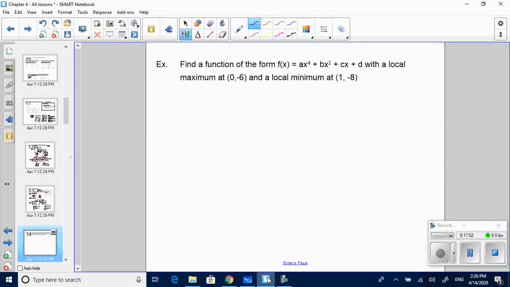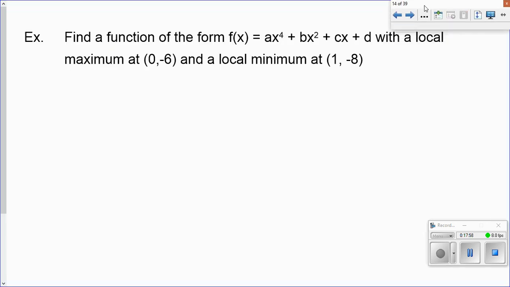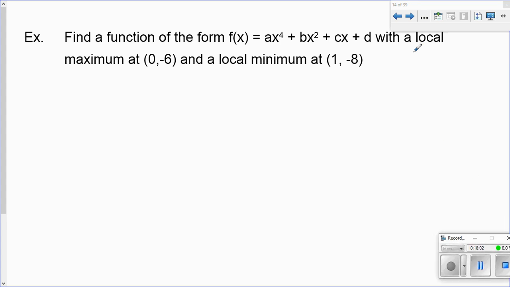Next type of situation here. Let's go with this one, and that'll conclude today's lesson, section 4.2. So here we've got a general form of a function. It's a degree 4 function. We've got ax to the power of 4 plus bx squared plus cx plus d.